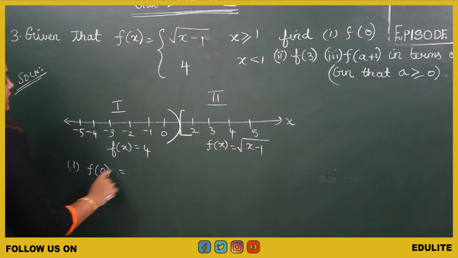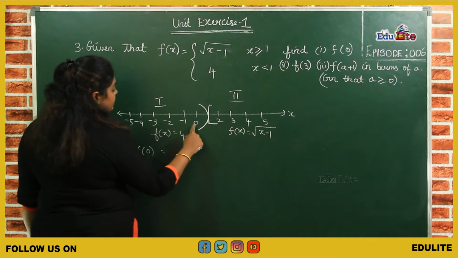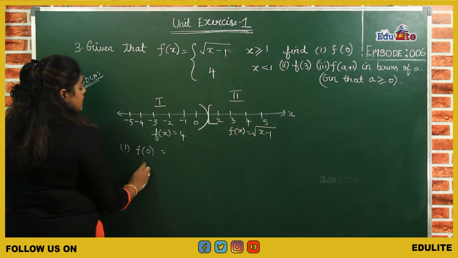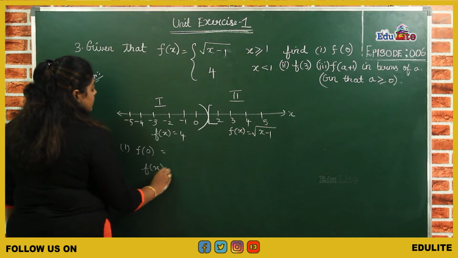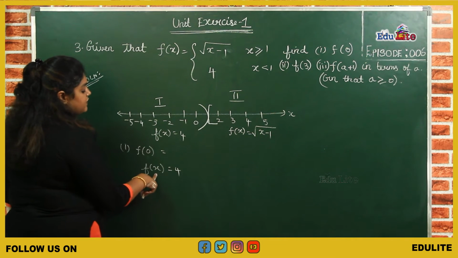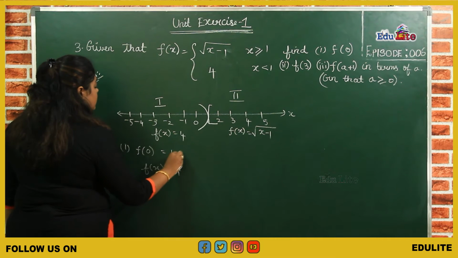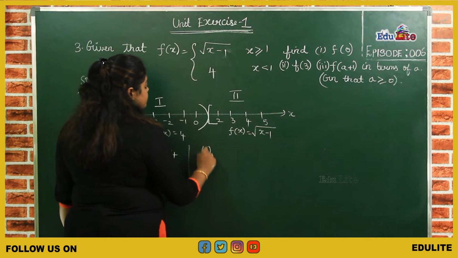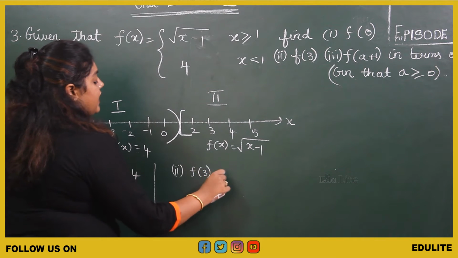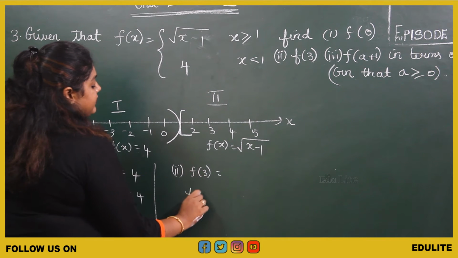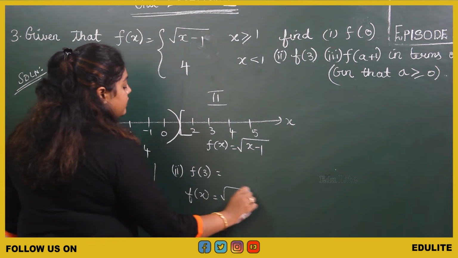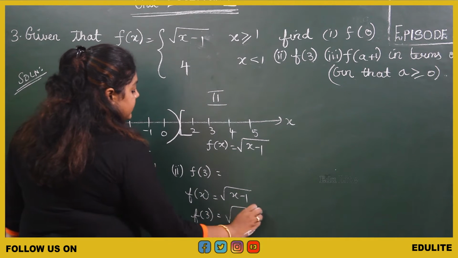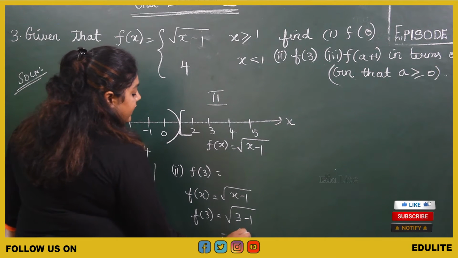First we have to find f of 0. So x is 0. The 0 value falls in the first interval. We should use f of x equals 4. If I substitute 0 in place of x, I will get only 4. So f of 0 equals 4. Second is f of 3. Now x is 3 and it falls in the second interval. Therefore we should use f of x equals square root of x minus 1. f of 3, substituting x as 3, is square root of 3 minus 1, which is square root of 2.